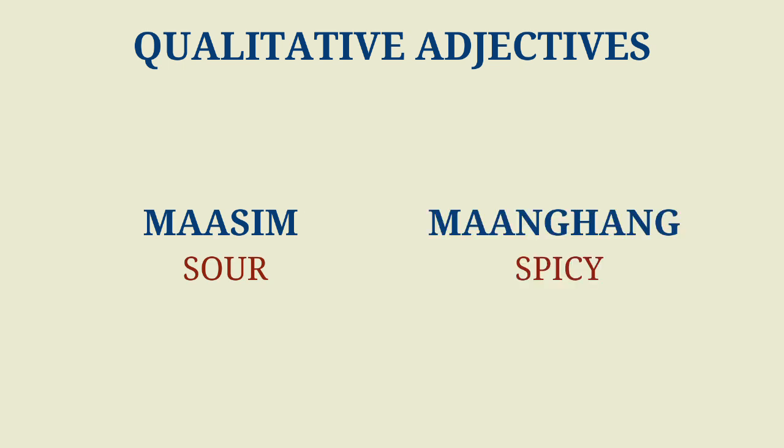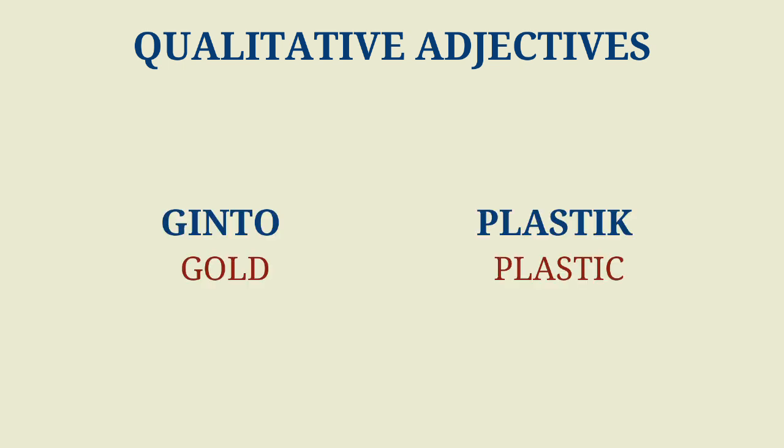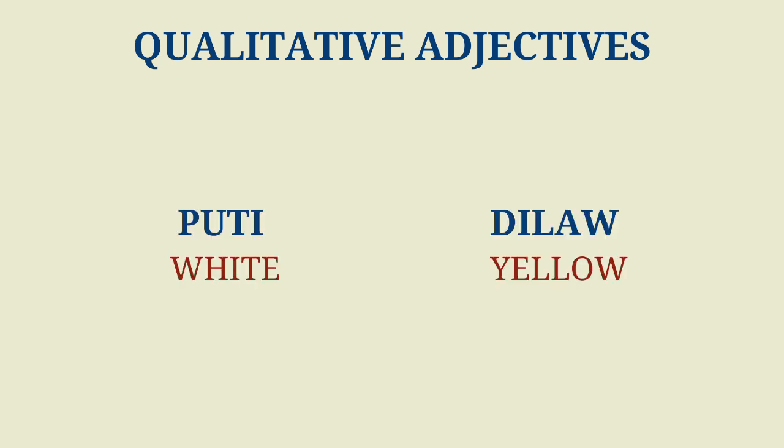It can describe the taste, like maasim o maanghang. It can describe the material something is made out of, like ginto o plastic. Or even describe the color of something, like puti o dilaw. When modifying nouns using these adjectives, they can go either before or after nouns.